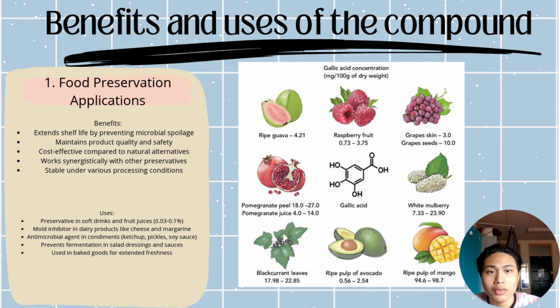Its stability under different processing conditions, such as heat and varying pH levels, makes it suitable for a wide range of food products. Common uses include preserving soft drinks and fruit juice, preventing mold growth in dairy products like cheese and margarine, and acting as an antimicrobial agent in condiments such as ketchup, pickles, and soy sauce. It also helps prevent unwanted fermentation in salad dressings and sauces while extending the freshness of baked goods.